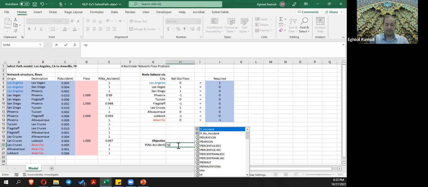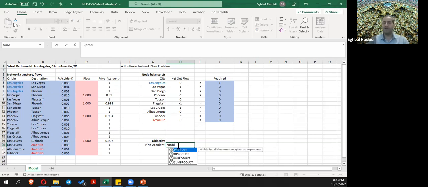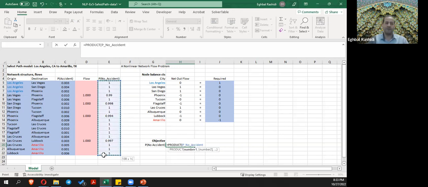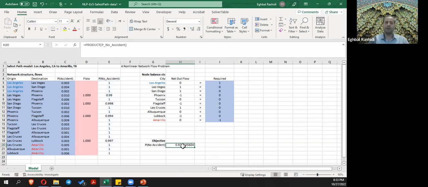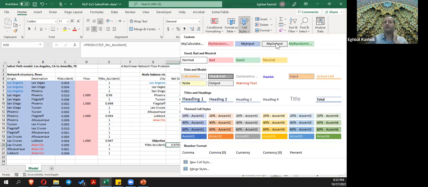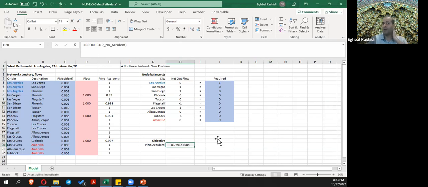And Excel actually has a function for that, and that's PRODUCT. So PRODUCT, I'm going to select all of these values, and it's going to multiply these together and produce the result for us. So this is our objective. I'm going to use my output style here. This is what we want to maximize. Okay. So we have our objective.